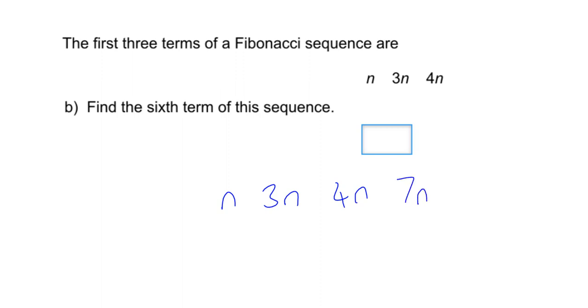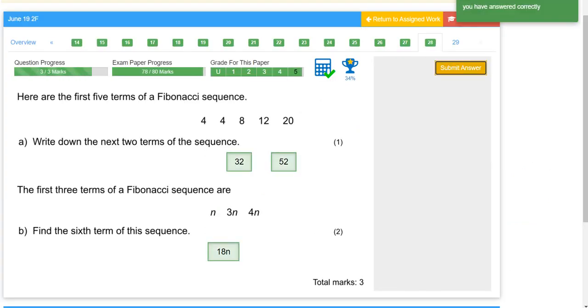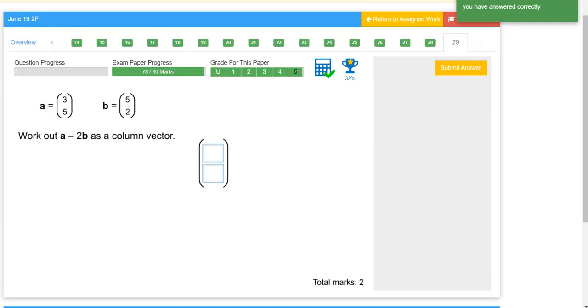So even though we've got an n there, it's as if we're just looking at the integers. 4 lots and 7 lots, well, that's going to be 11 lots. And the next one is going to be 7 lots and 11 lots. That's going to be 18 lots. That's 1, 2, 3, 4, 5, 6. That's my 6th term. So it looks like my answer is just going to be 18n. And let's have a go at that. Very good.